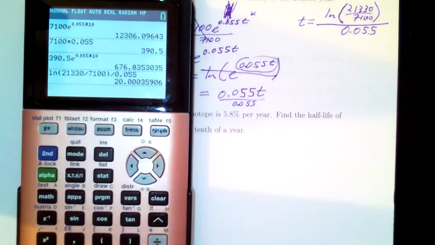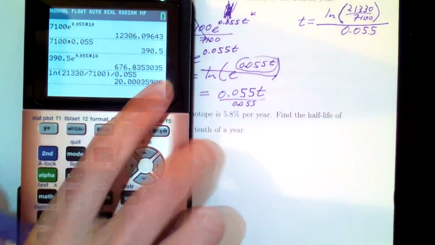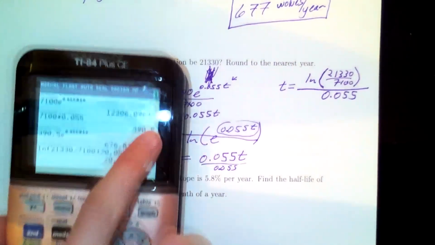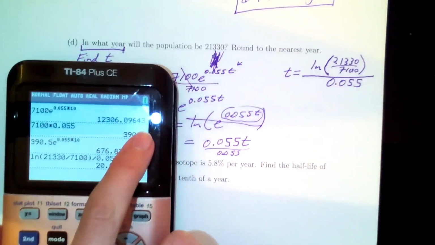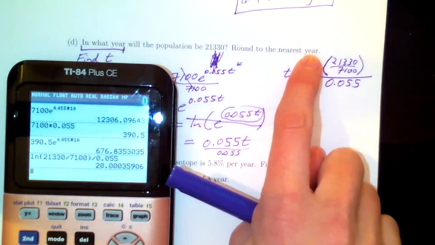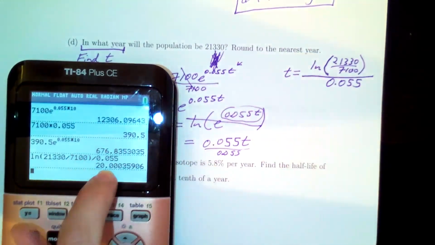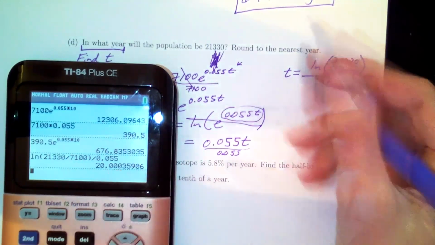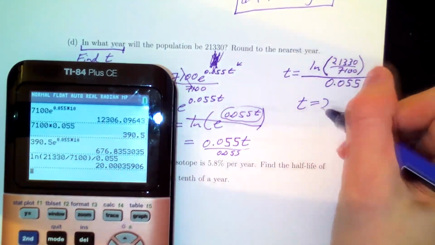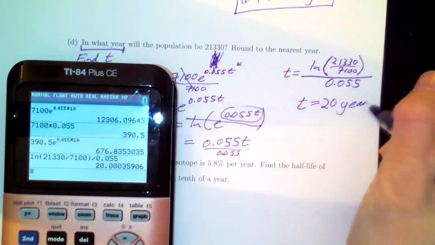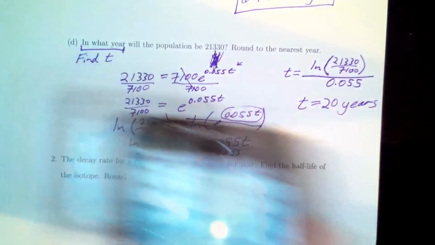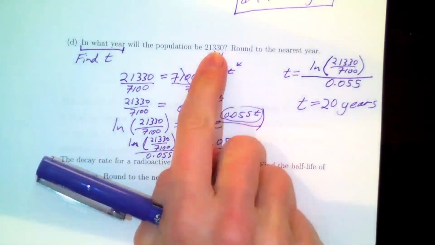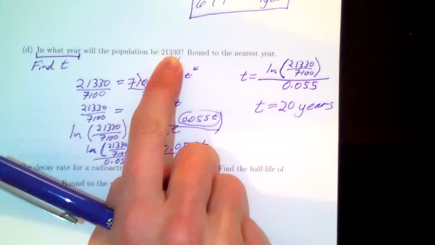So I get 20.00035906. Now, they will tell us how to round, and it says round to the nearest year. So I'm going to round that down to 20, and that's pretty close to 20 anyway. So we have that it takes 20 years for the wolf population to reach a population of 21,330.